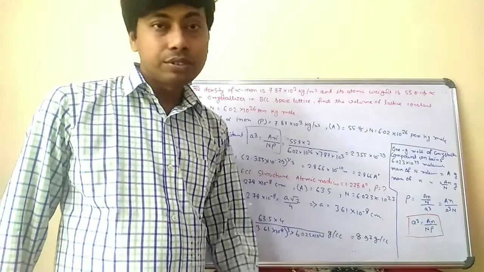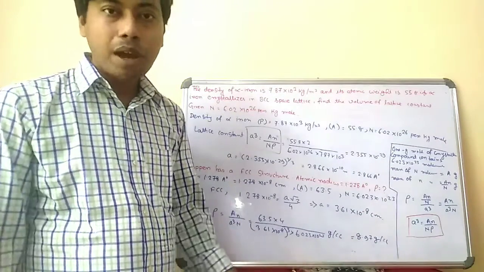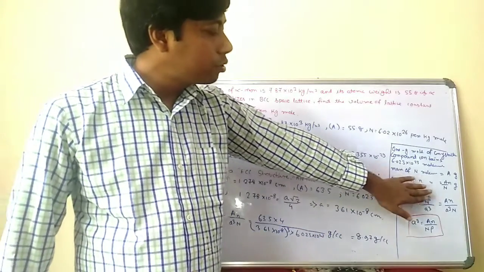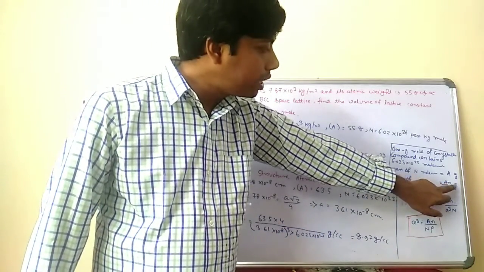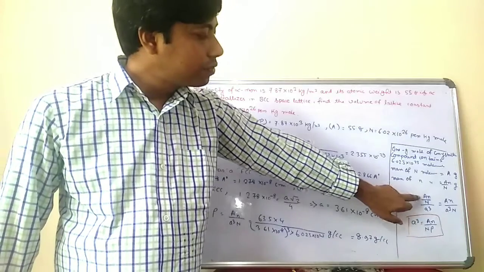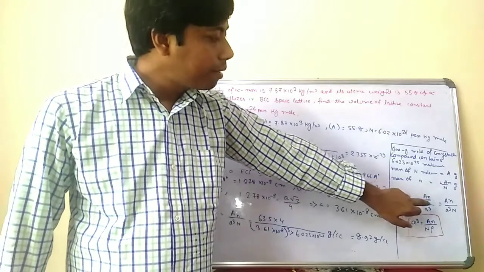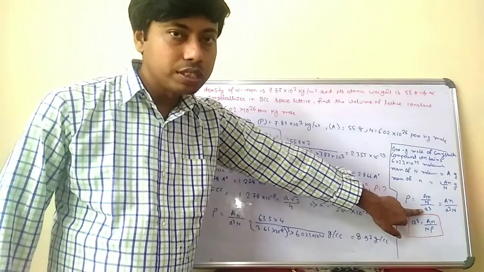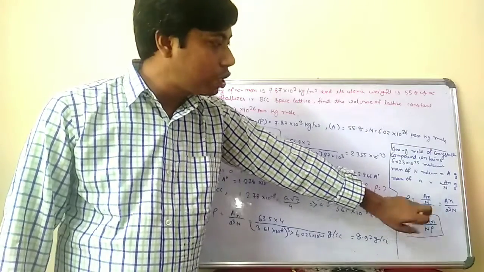So density, as you know, is basically the mass per unit volume. Now the mass for the n molecules is capital A into small n divided by capital N, so put this value here, and V is the volume of the unit cell, which in a cubic structure is a cubed.